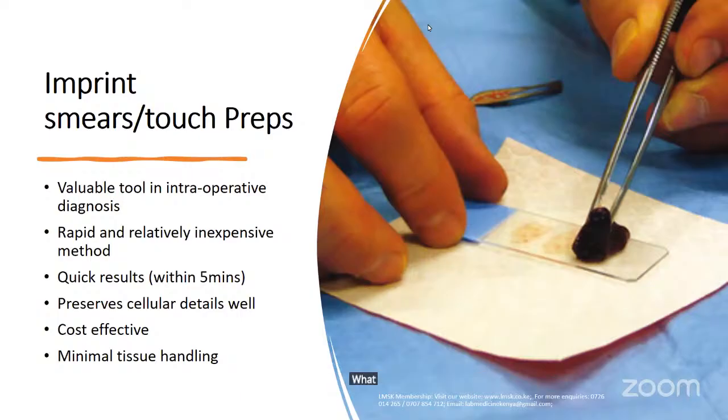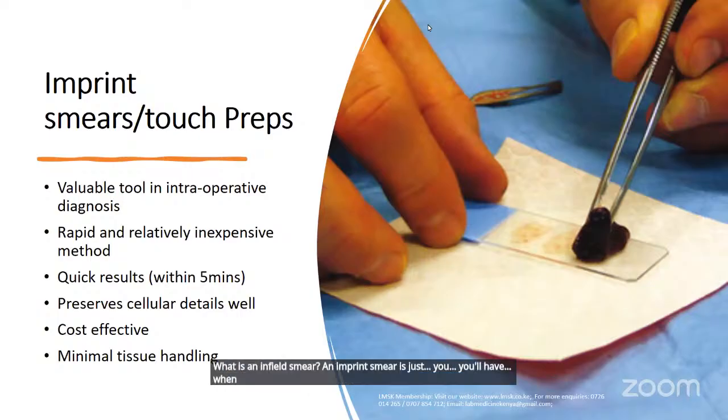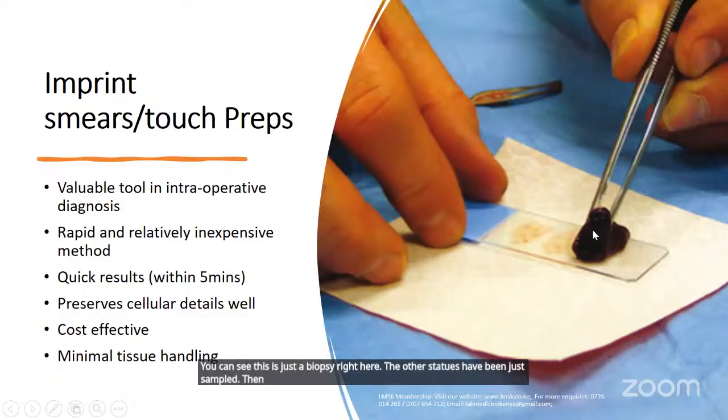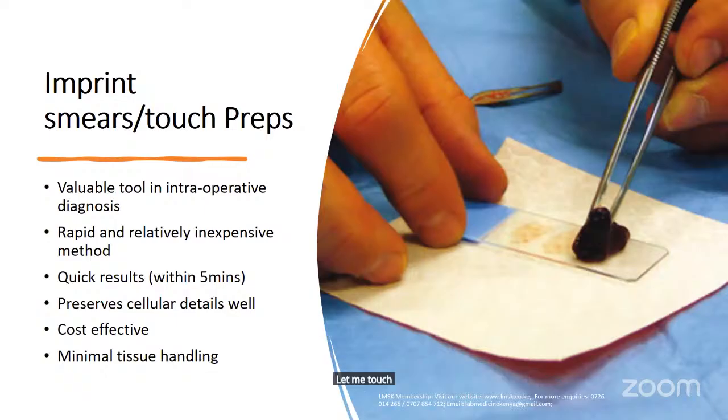What is an imprint smear? An imprint smear is, when the surgery is going on, you just take a tissue. You can see this is just a biopsy right here. This is just a tissue that's been sampled. Then you smear it on the slide. You just make a smear on the slide, or you touch the slide. That's why they're also known as touch smears.